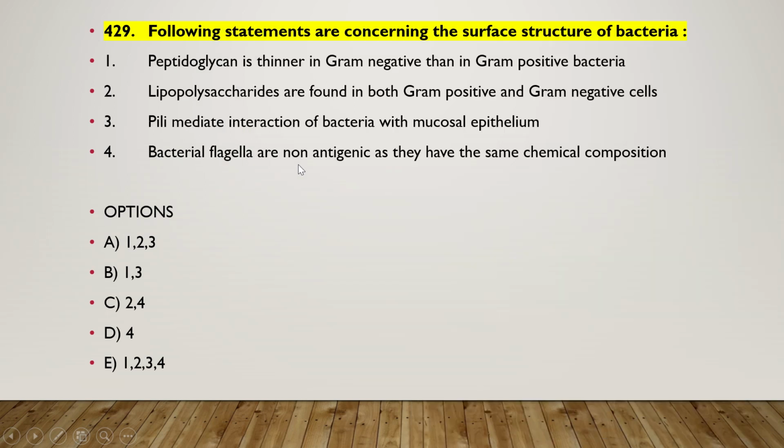Okay, so move on to the next question, that is: following statements are concerning the surface structure of bacteria. Peptidoglycan is thinner in gram negative than in gram positive bacteria. Lipopolysaccharide are found in both gram positive and gram negative cells. Pili mediate interaction of bacteria with mucosal epithelium. Bacterial flagella are non-antigenic as they have the same chemical composition. And the right answer is option B. That is option 1 and 3. 1 and 3 is the correct answer.